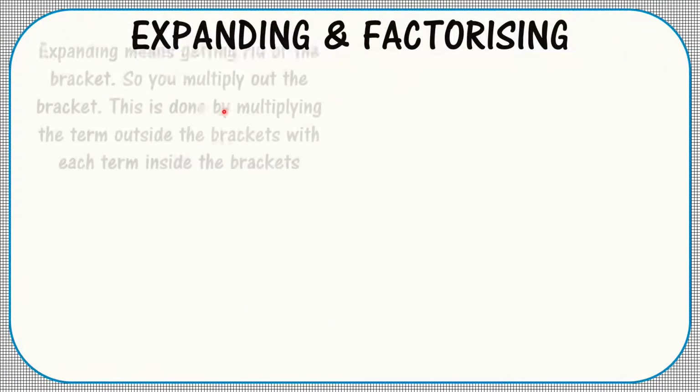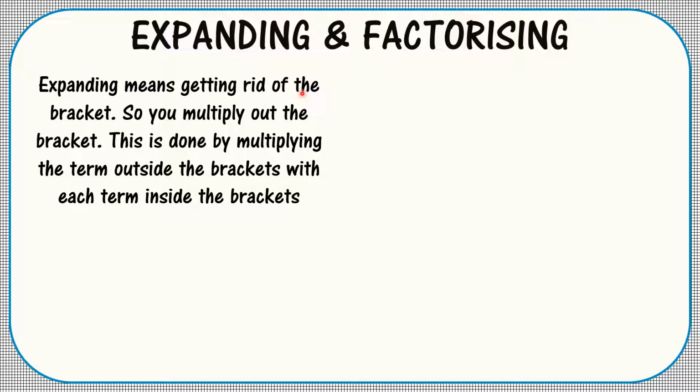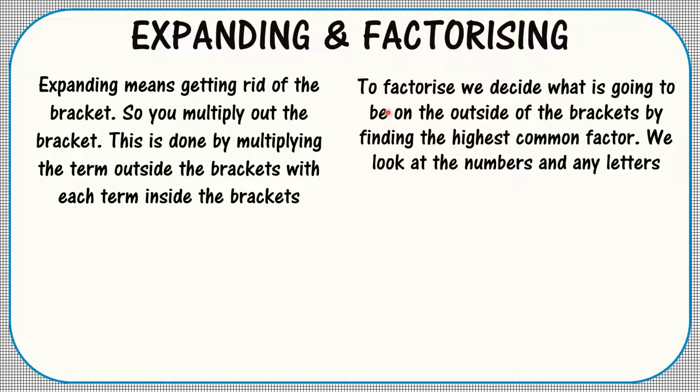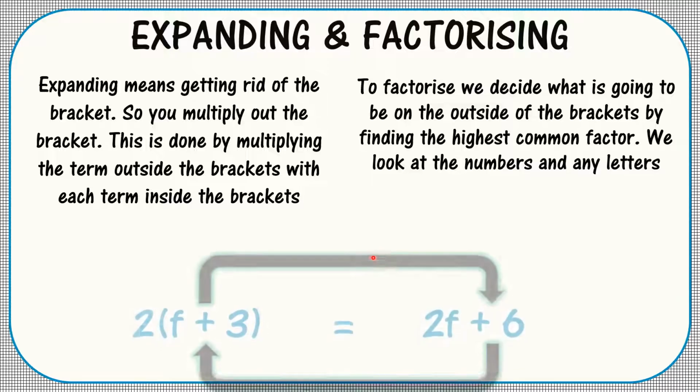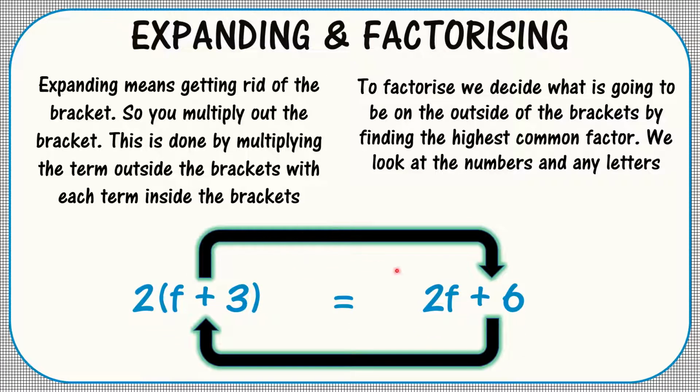For expanding and factorising, expanding means getting rid of the bracket. So you multiply out the bracket. This is done by multiplying the term outside the brackets with each term inside the brackets. To factorise, we decide what is going to be on the outside of the brackets by finding the highest common factor. We look at the numbers and any letters. What you should understand is that expanding and factorising are opposites of one another.